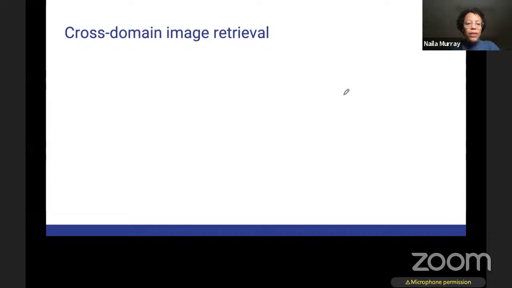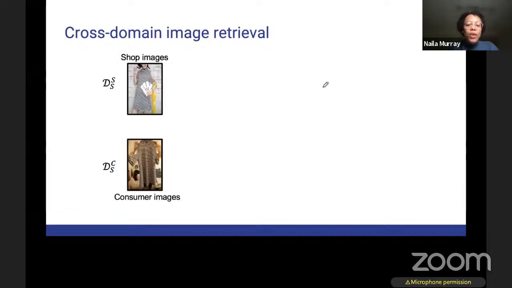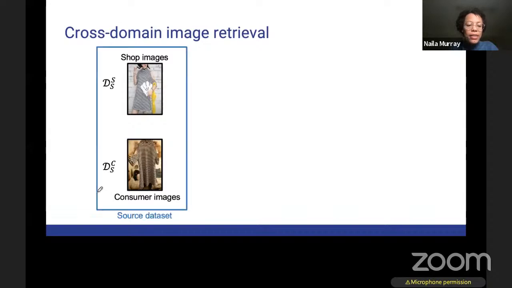So once again, looking at our scenario, we have this data set. We have a set of shop images, we have a set of consumer images, and this constitutes a source data set with these two domains. So we have the domain of shop images from the source, and we have a set of consumer images from the source as well. As I mentioned before, there is this domain gap between these two domains. And this gap would represent things like the types of cameras that were used, the style, etc.